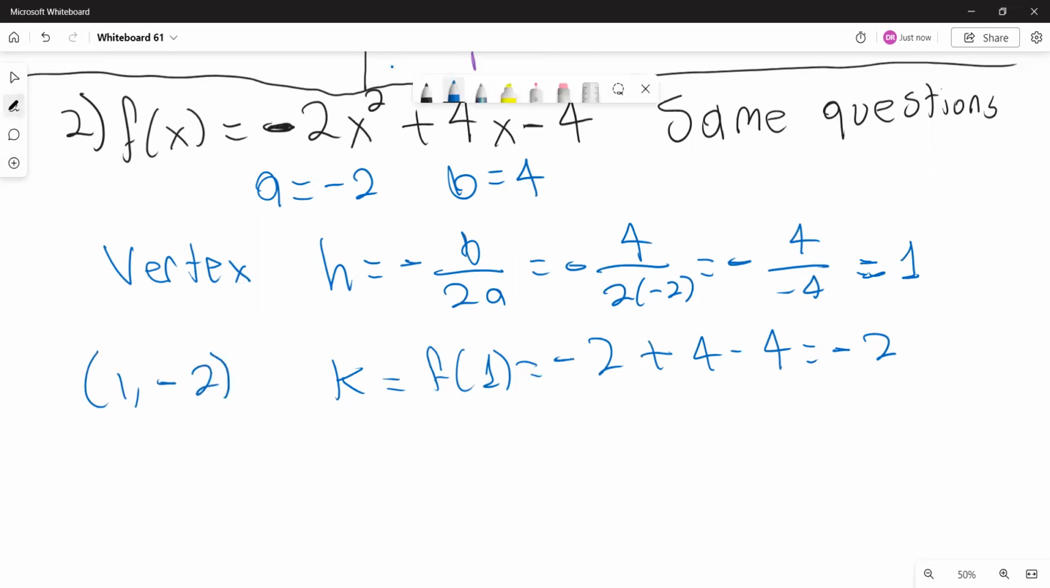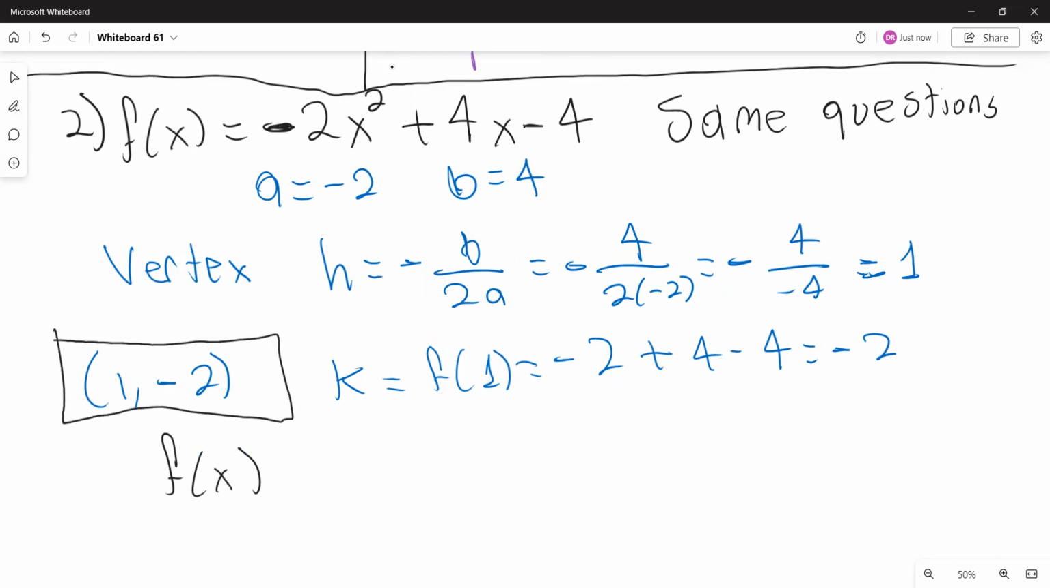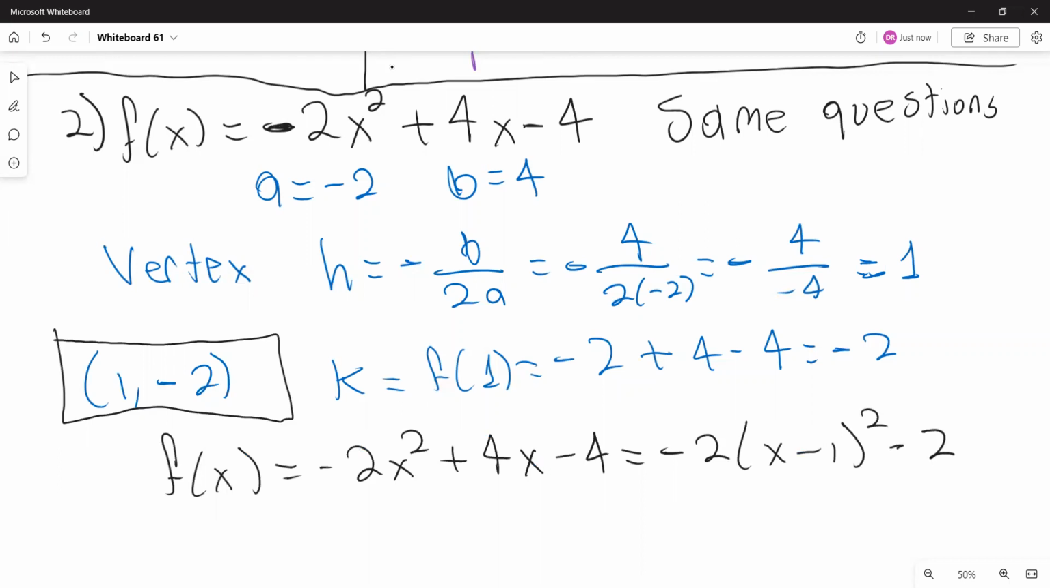And that function, I can write it in vertex form. So that's the vertex. This function is the same as -2 times x minus 1 squared minus 2. And if I know the vertex, I can quickly determine the axis. The axis is x equals 1.